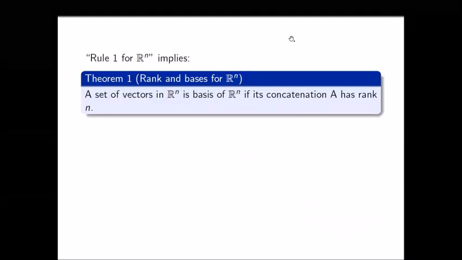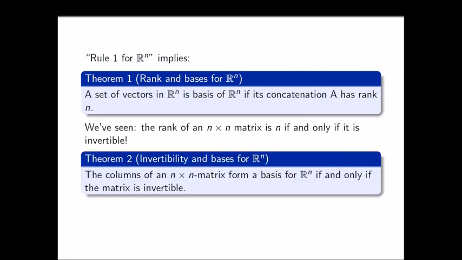So based on the previous rule for Rn, we obtain the following theorem: a set of vectors in Rn is a basis of Rn if the concatenation of these vectors has rank n. Now, we also know that the rank of an n by n matrix is n if and only if it is invertible, and that gives us another result: the columns of an n by n matrix form a basis of Rn if and only if this matrix is invertible.